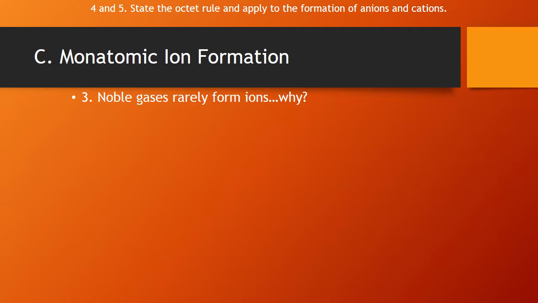In other words, if a noble gas were to form an ion, it would actually become less stable, because when it gains or loses electrons, either one, it's going away from its octet. And if it loses its octet, it actually becomes less stable. So this is why noble gases rarely form ions. Now you can get noble gases to form ions if you hit them with enough energy. Anything can form an ion, but for the most part they really don't.